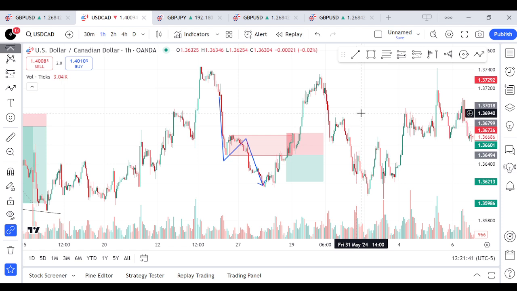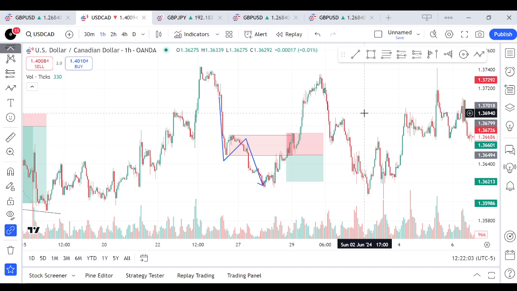So always wait for a clear bearish reversal pattern inside that supply zone, whether it's a pin bar, an engulfing candle, or another reliable signal. Maybe you could use your moving averages or your RSI before entering your trade. This confirmation helps filter out false signals and increases your chances of success.